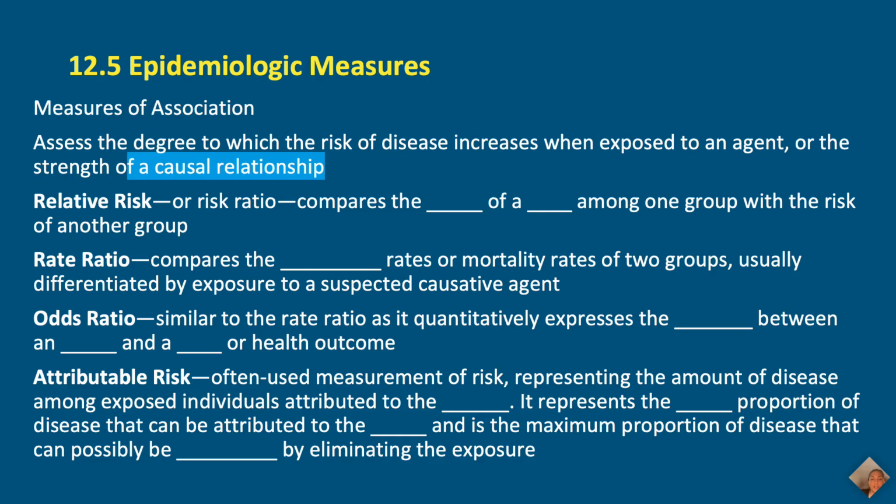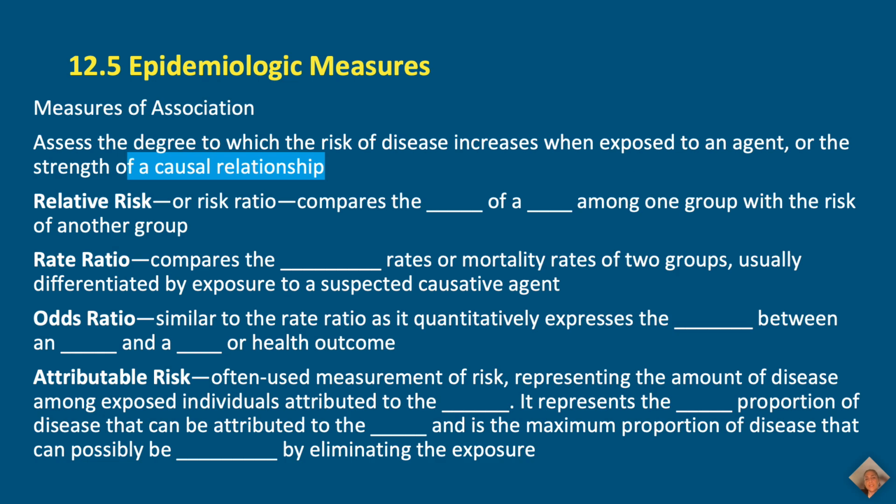Then the odds ratio, again, this is used in a lot of studies. You'll see it reported in all of those figures and graphs. And it's similar to the rate ratio as it quantitatively expresses the association between an exposure and a disease or health outcome. So most often it's used to estimate the risk ratio in a case control study when the disease is rare. So it's important to be aware of these in these different settings.